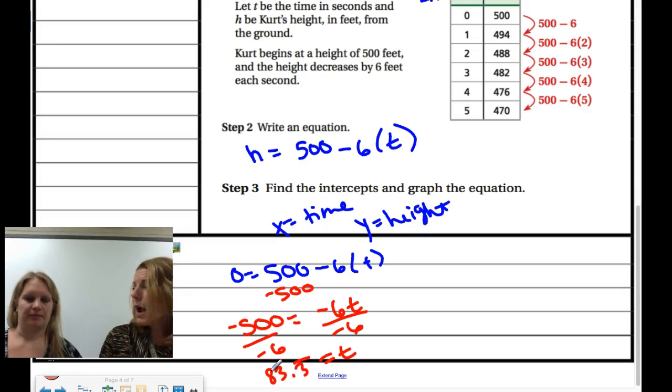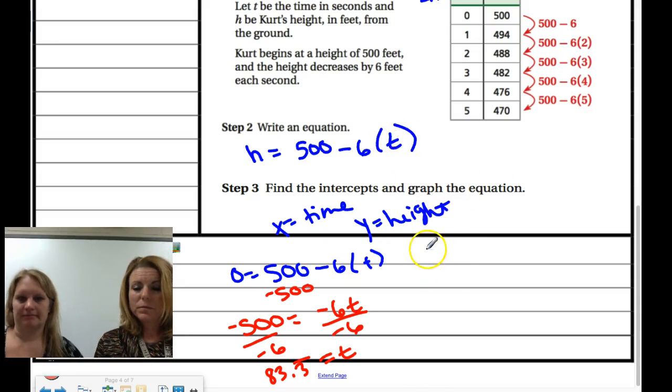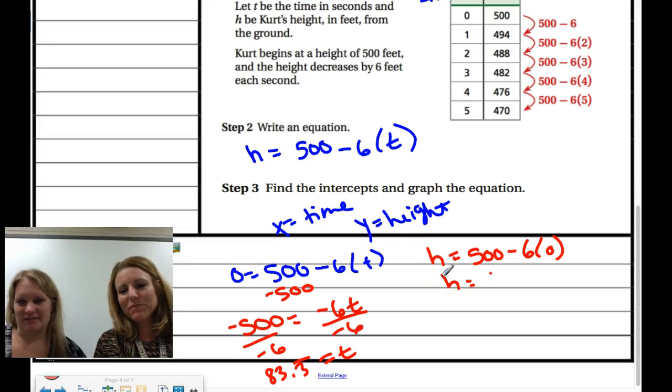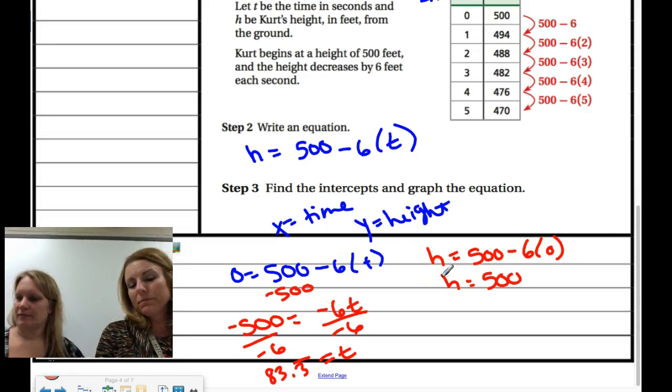Now let's do our y-intercept. We're going to set t equal to 0. It's easy, this is 500. So h equals 500.